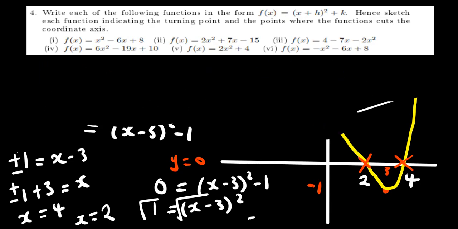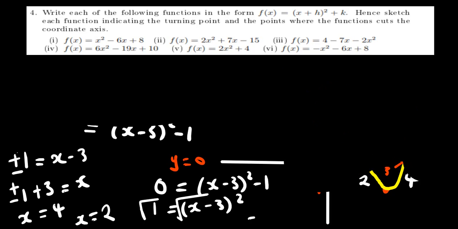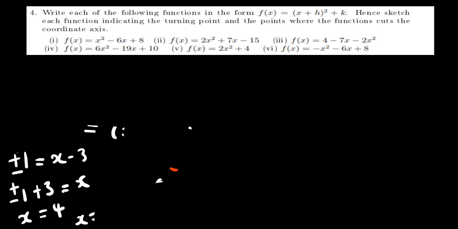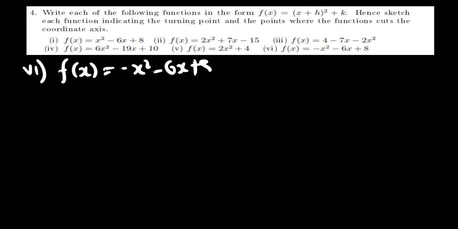All these other ones with positives, where the coefficient of x squared is positive, will just be minimums, like that. Let's solve something with a maximum. Let me solve vi. So we have f of x is equal to negative x squared minus 6x plus 8.